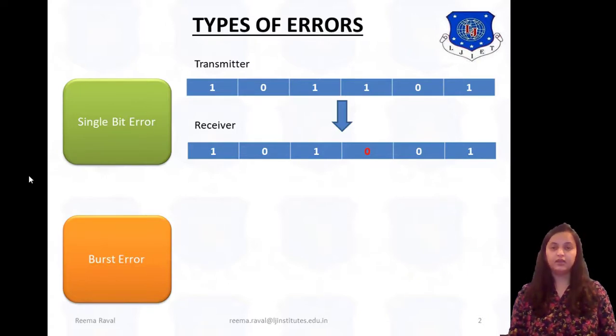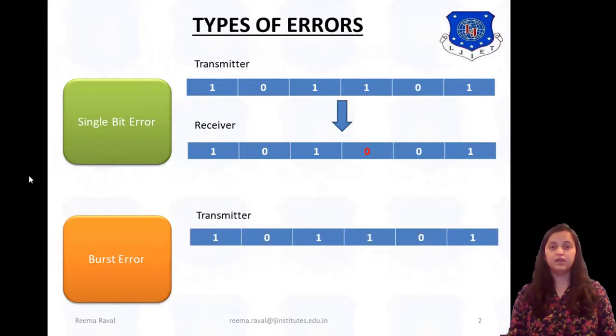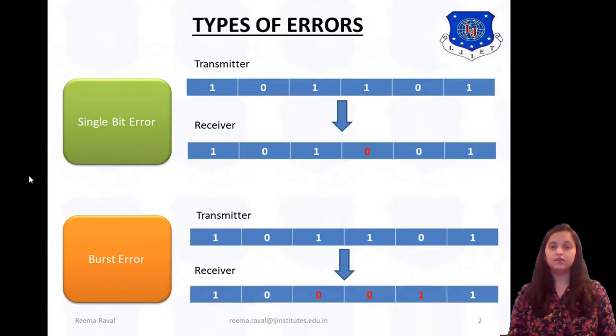bit error. Okay, now in burst error, let's say for example a transmitter sends the same data, that is 1 0 1 1 0 1, and at the receiver side the received data is 1 0 0 0 1 1. Okay, so as you can see the bit numbers 3, 4 and 5 have been changed, so they are in error. So this kind of error in which more than one bit is changed is called as burst error.